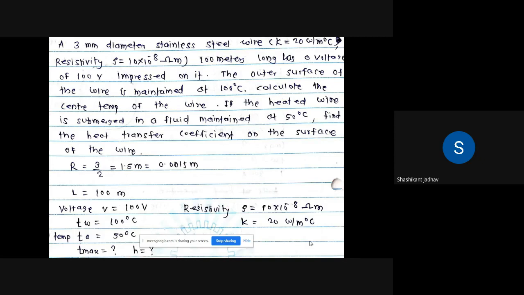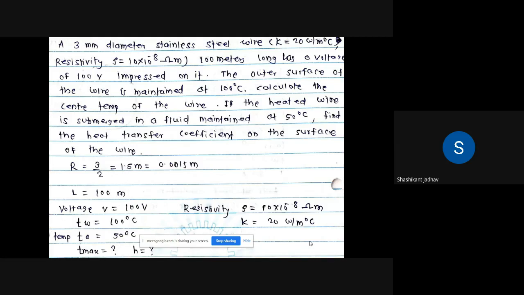Then length of that particular steel wire is given, 100 meter. So L is equal to 100 meter. Then voltage is given, 100 volt. So V is equal to 100 volt. Then outer surface of the wire is maintained at 100 degrees Celsius. So temperature of wall is given. Wall is nothing but outer surface. So TW is equal to 100 degrees Celsius.